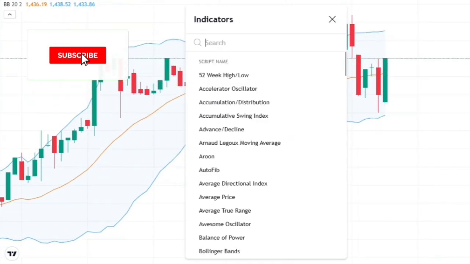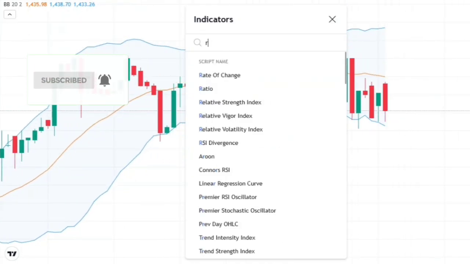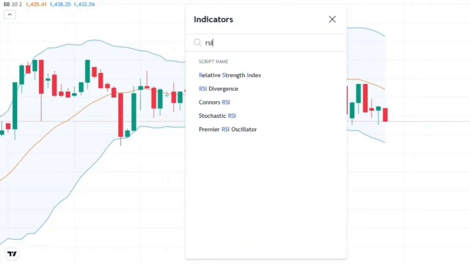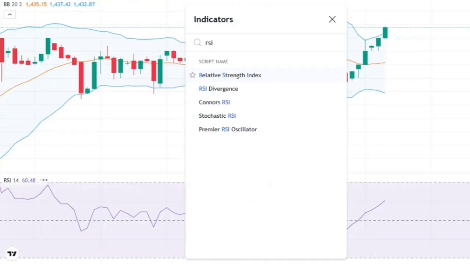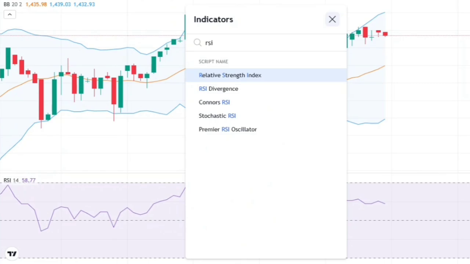RSI gives false overbought or oversold readings in strong trends. Bollinger Band breakouts can occur with little follow-through. ADX can lag early in a trend.